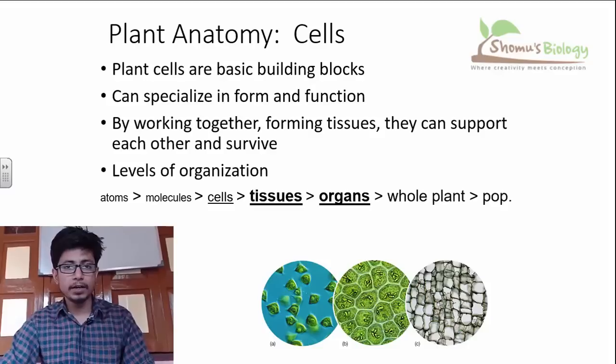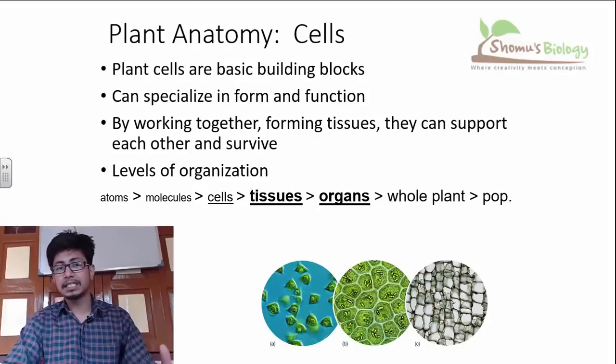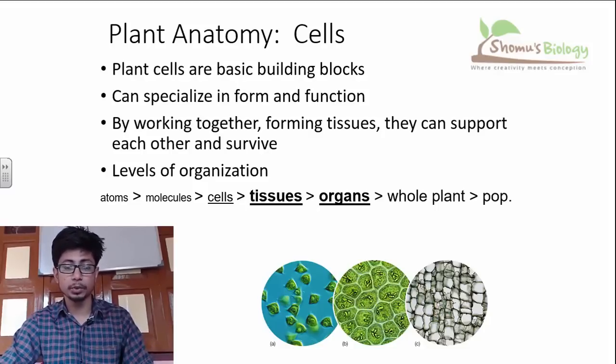So if you look at the level of organization, it begins with atoms. Atoms form molecules, molecules form cells, cells connect together to produce tissues, multiple tissues together produce organs, and organs combine together to give us a whole plant, and that's how it works.